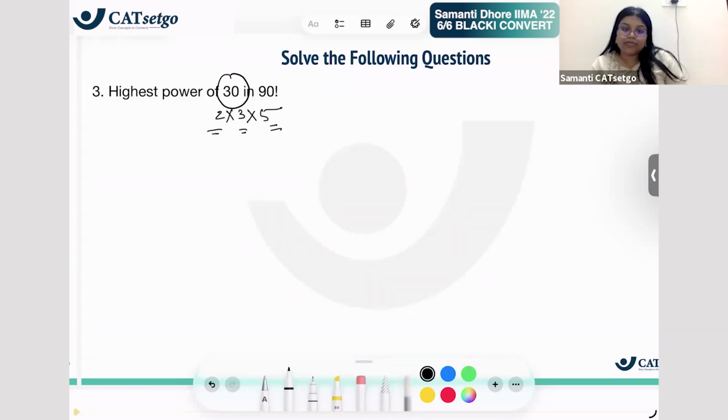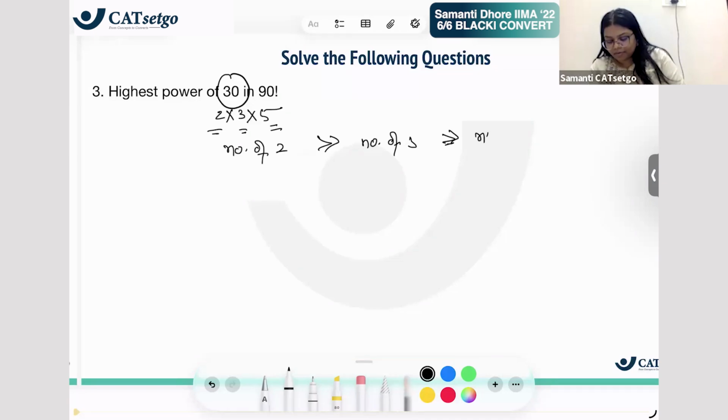Now basis our experience, we know number of 2s will definitely be greater than number of 3s, and that will be greater than number of 5s, right? So the limiting factor here will be the number of 5s that you have. जितने 5 है उतने 2 3 5 का कॉम्बिनेशन बनेगा. So at the end let us just find how many 5s are there.